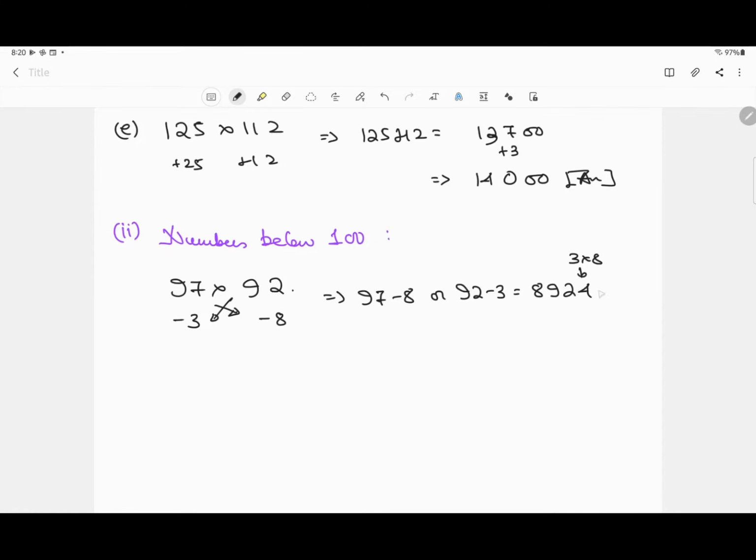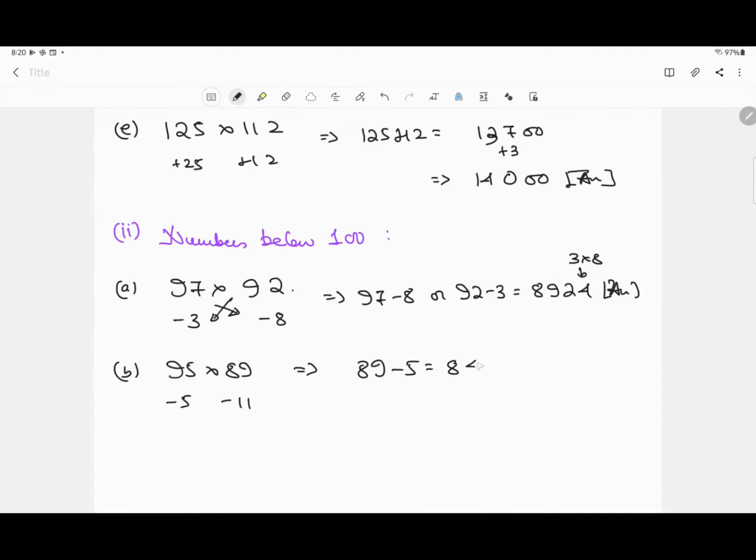Let us take another two numbers, 95 into 89. So it is minus 5 and minus 11. So let us do 89 minus 5, which is 84, and 11 into 5, that is 55.